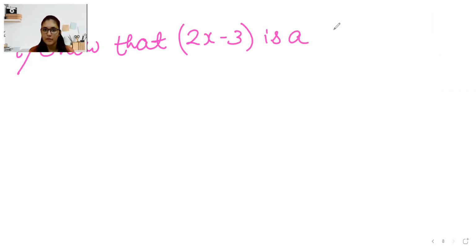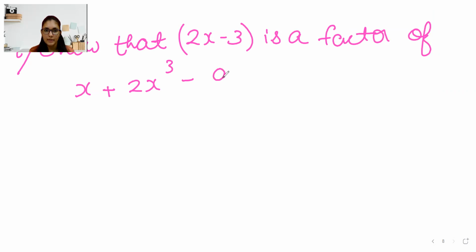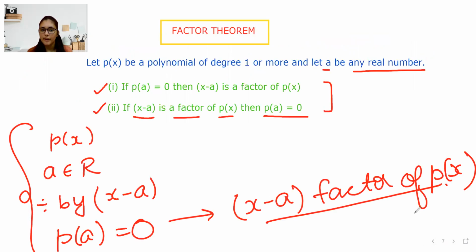It is a factor of the polynomial x plus 2x cubed minus 9x squared plus 12. Okay, so this is your question: you have to show that 2x minus 3 is a factor. Now let's go to the factor theorem.